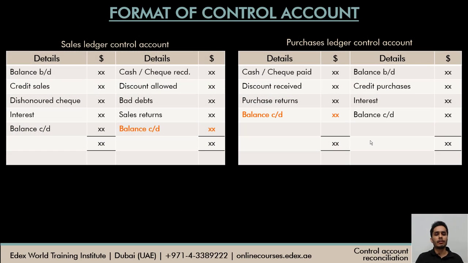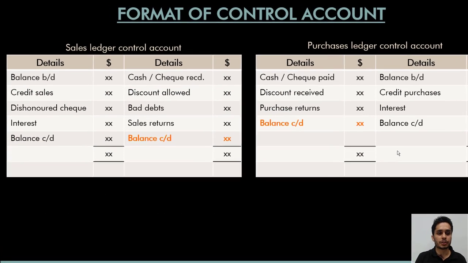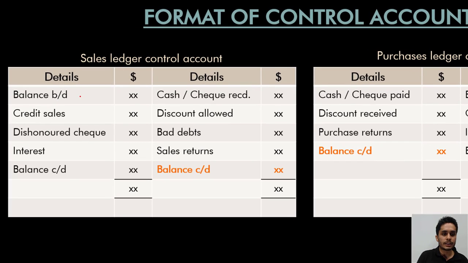The format of control account, let's have a look at the format of sales ledger control account first. Obviously, the balance would be brought down on the debit side. Then any transaction that increases the customer's balance, or the amount receivable from the customer, will always come on the debit side. So when you sell to the customer, debit side, and any transaction that decreases the amount receivable from the customer will come on the credit side.